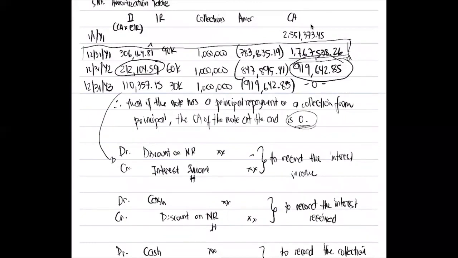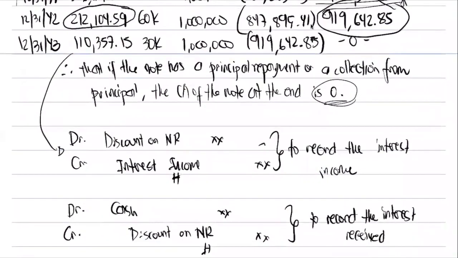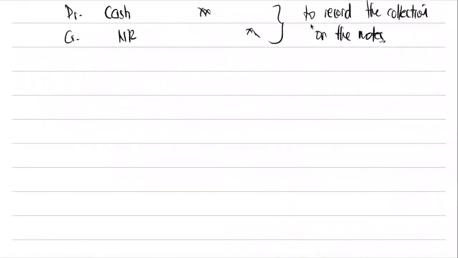Take note, to check whether you properly prepared your amortization table: if there is a principal repayment at the end, the carrying amount must be 0. But if there is no principal repayment, the carrying amount at the end is equal to the face amount. Okay, so that's it for our long-term interest-bearing notes without reasonable interest. We proceed to long-term non-interest-bearing notes.